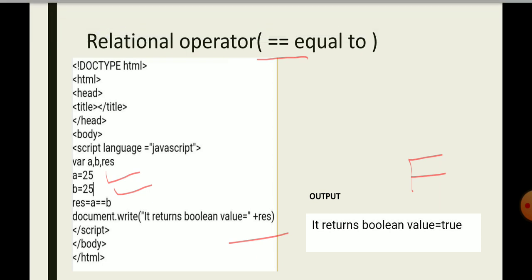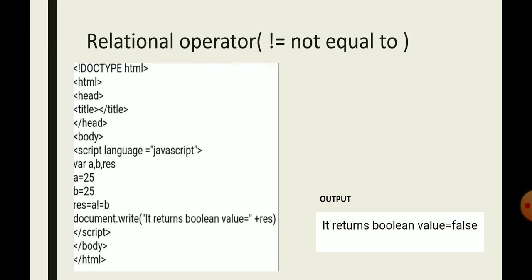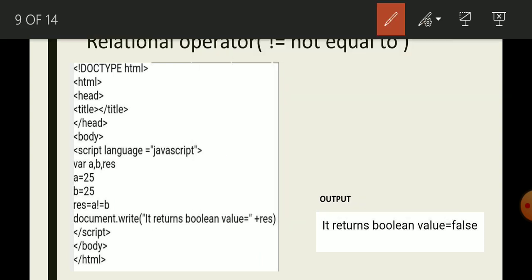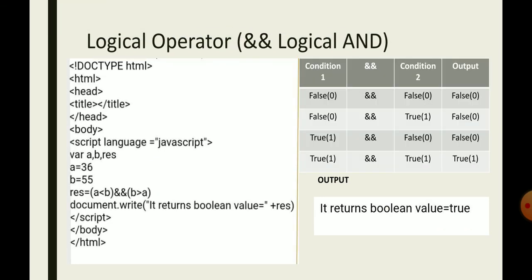Next, the not equal to operator. To check whether the values of two variables are not equal, if the values are not equal, then it returns true, else it returns false. Here 25 is equal to 25, so it returns false. Now we will see some logical operators.